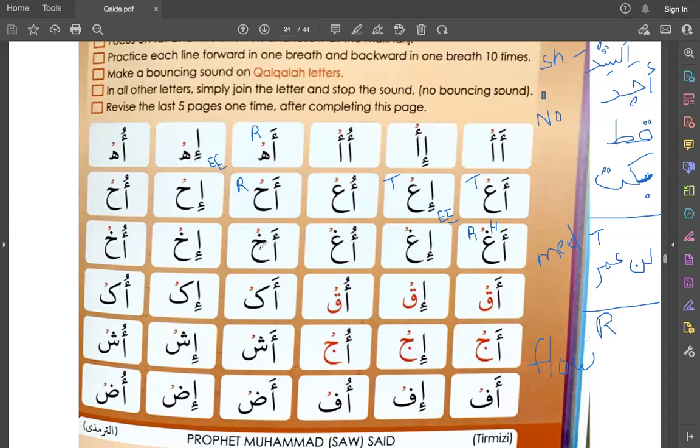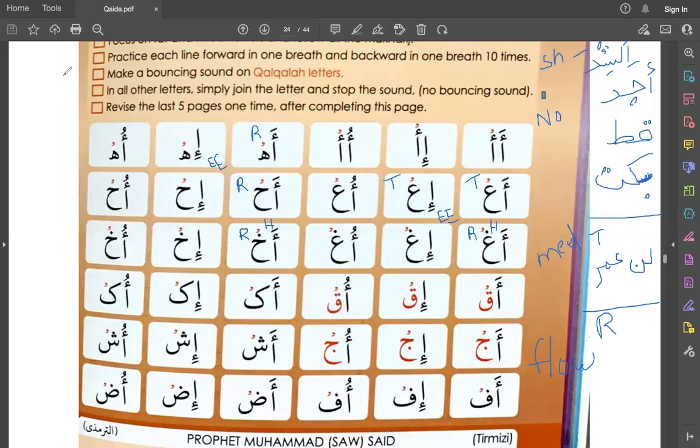Then comes kha. Where does it belong? Yes, it is under the category of rakhawa, so you will write capital R. Rakhawa is a flow of sound, and kha is a heavy letter too. How do you come to know which is a heavy letter and which is a light letter?